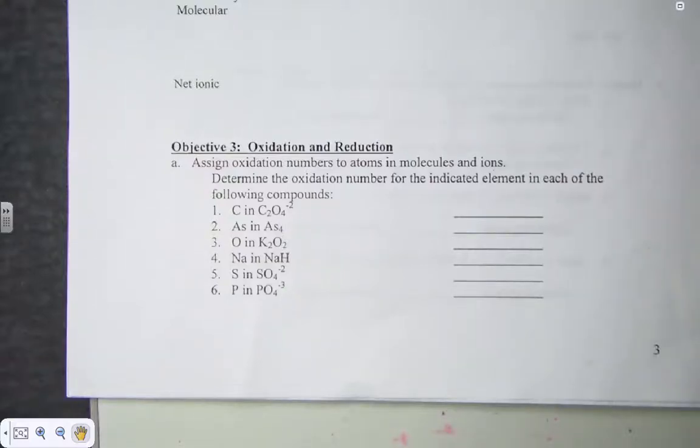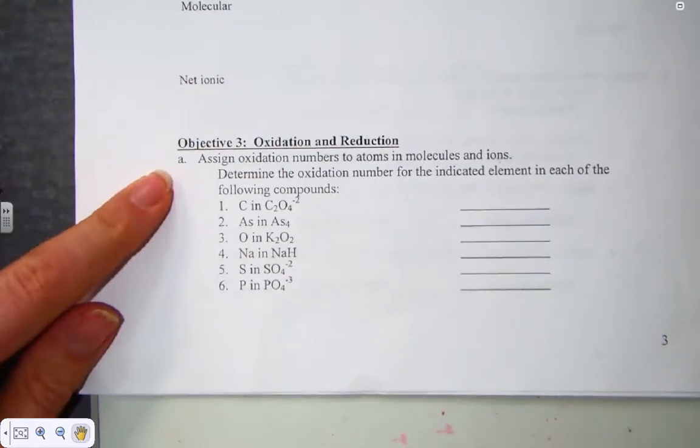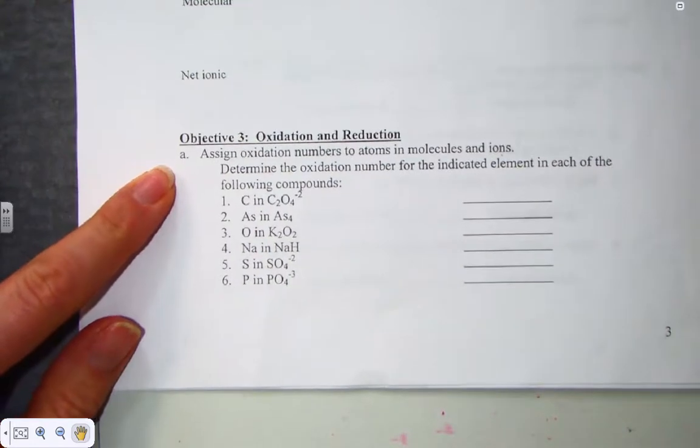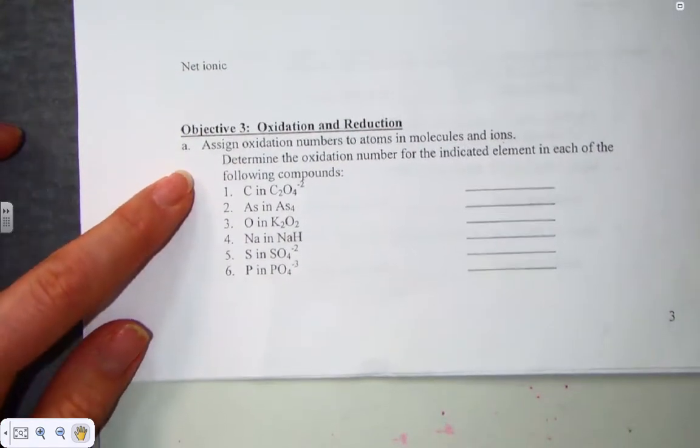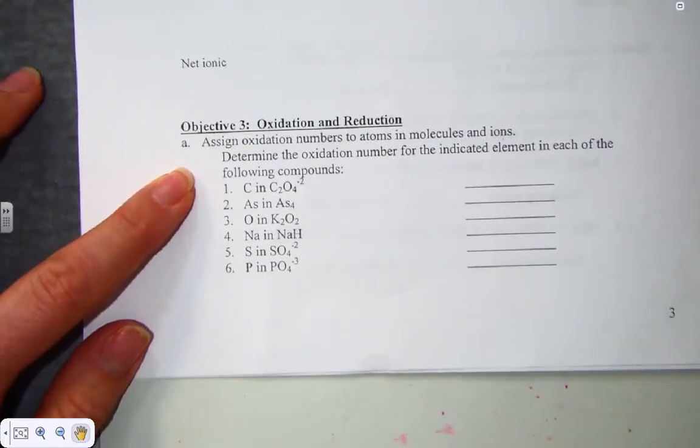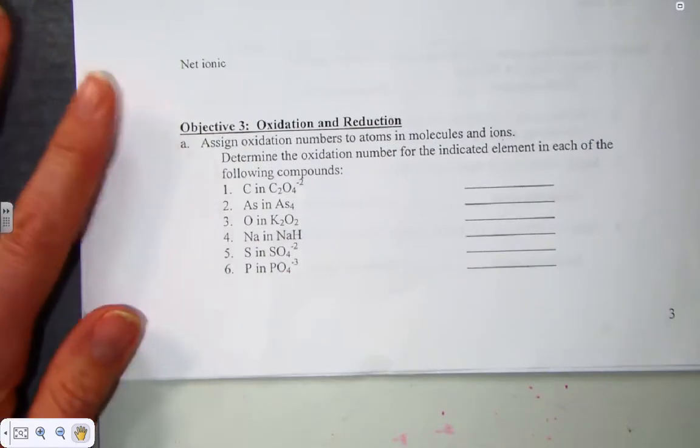In the Aqueous Solutions chapter, looking at our practice test A, we're going to talk through the solutions of our third objective, all related to the term redox, oxidation and reduction. The first of our problems is asking us to assign oxidation numbers to atoms in the molecules and ions. Determining the oxidation number for the indicated element in each of the following.